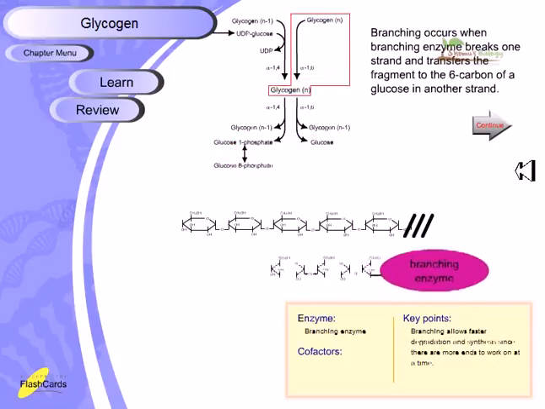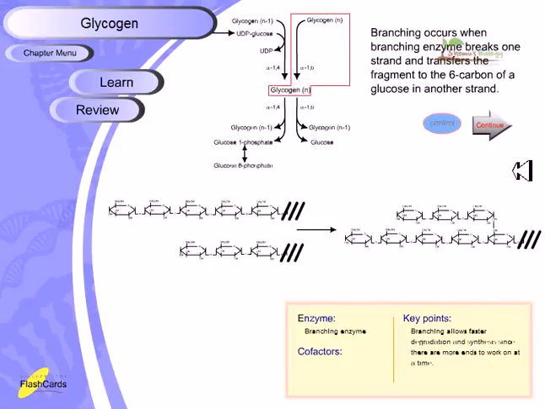Now branching occurs when the branching enzyme breaks one strand and transfers the fragment to the 6 carbon of the glucose of another strand, as we have seen here. So we have both of these linear sequences of glycogen. Now the branching enzyme can come and cut a small part of the sequence here, and attach this part to the previously created part of the sequence via the alpha 1,6 linkage, and we call this the branching point of glycogen synthesis.